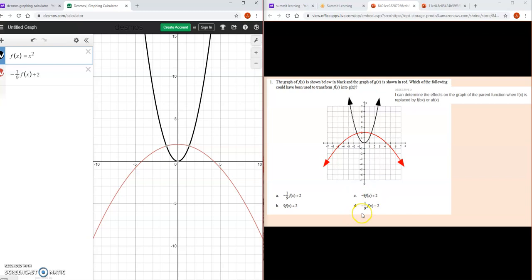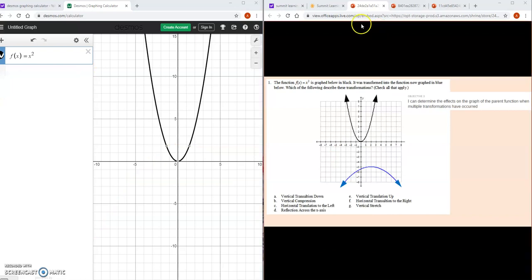So final one right here. Negative means your graph is opening down. 1 over 9 is a vertical compress, which means that your graph is wide. And then this -2 means that your graph had moved or translated down.